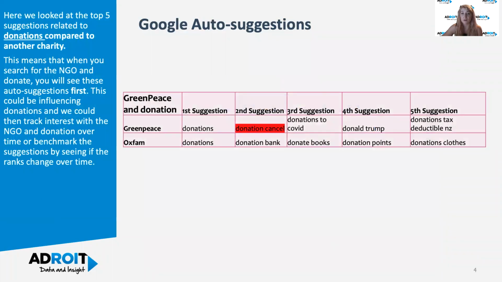For non-profits, donation data is key, so to see the suggestion when you put charity and donation is important. Here you can see that cancel came up as just a second suggestion, so this would be worth exploring over time as to see why.